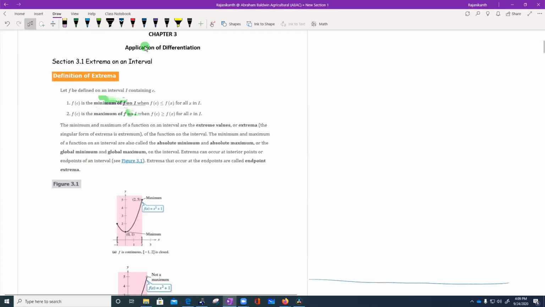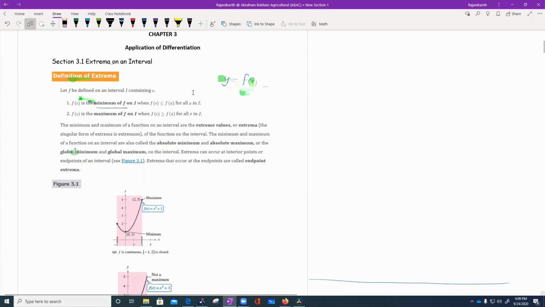Function value means basically, remember our function is y equals f(x). The function value means we are talking about the y value of the function. So extrema, minimum and maximum, is nothing but the y value of the function. In other words, function value, right? c is here my x value, right?